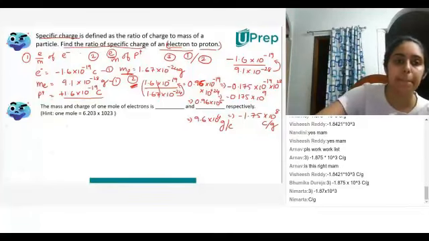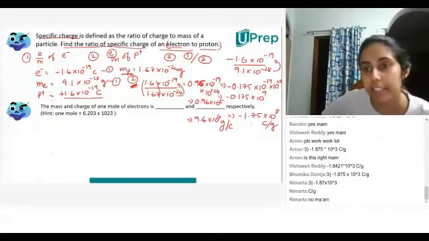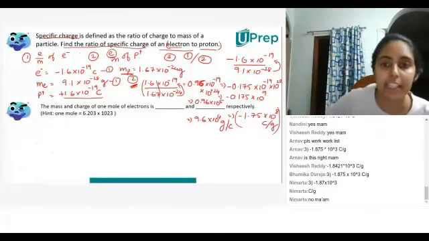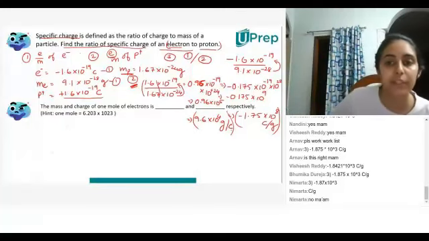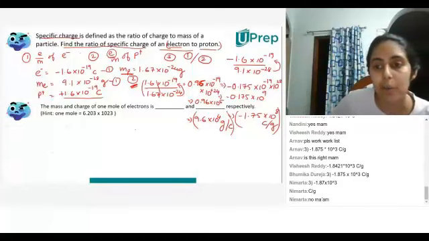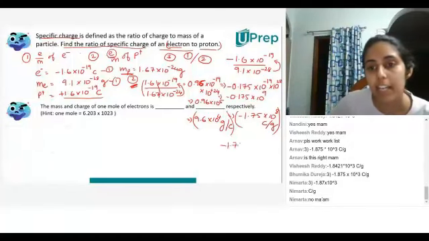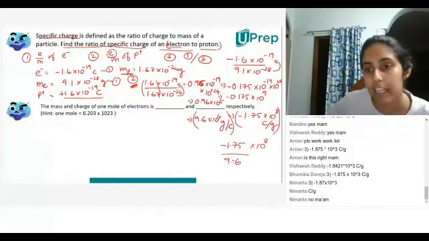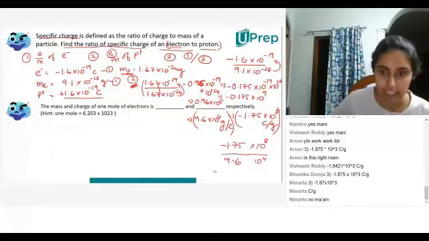For the third part, basically what you have to do is take the answer for the first part. The answer for the first part was this. And take the answer for the second part. The answer for the second part was this. And then you divide these two things. So what I'll do is divide 1.75 by 9.6, multiplied by 10 to the power 8 and 10 to the power 4.